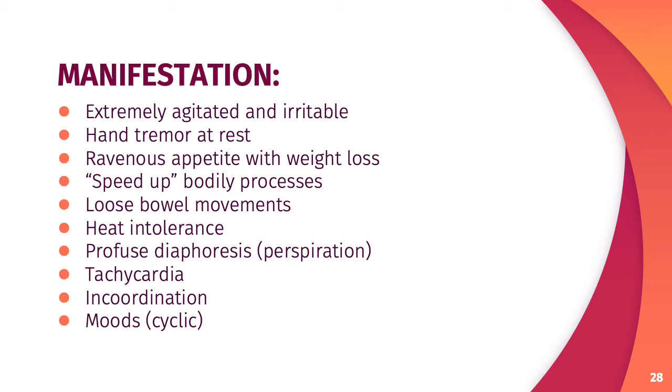Other manifestations would also include a severely or extremely agitated and irritable individual. There are hand tremors at rest, a big appetite with weight loss, speeding up of bodily processes. That's why they can also manifest increased bowel motility, or loose bowel movement. There's heat intolerance, palpitations, profuse diaphoresis, tachycardia, incoordination, and cyclic moods. Basically, these manifestations are associated with hypermetabolism.